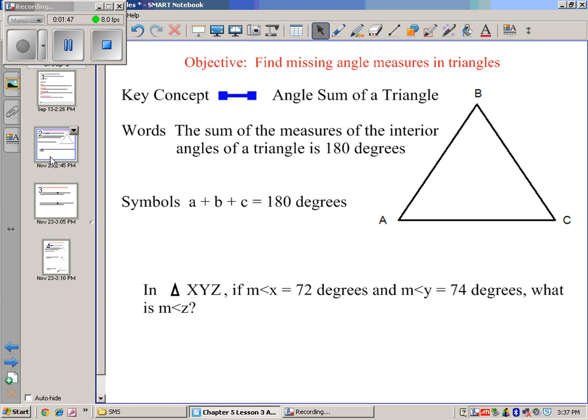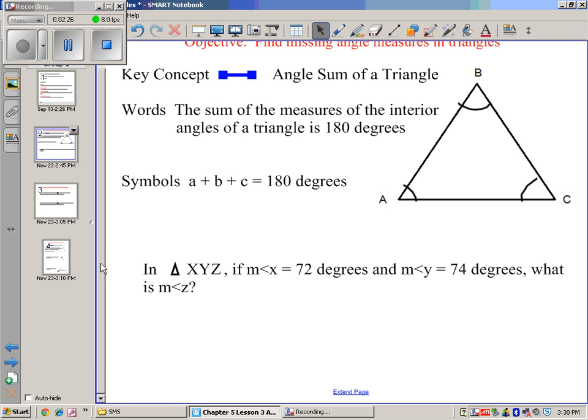Moving on. Once again, our objective is always at the top of each page. Circle it. We are here to find missing angle measures in triangles. Key concept for this lesson, angle sum of a triangle. The sum of the measures of the interior angles of a triangle is 180 degrees. Symbols: A plus B plus C equals 180 degrees. So it's talking about angle A, angle B, and angle C. You add all those three up, you will get 180 degrees.